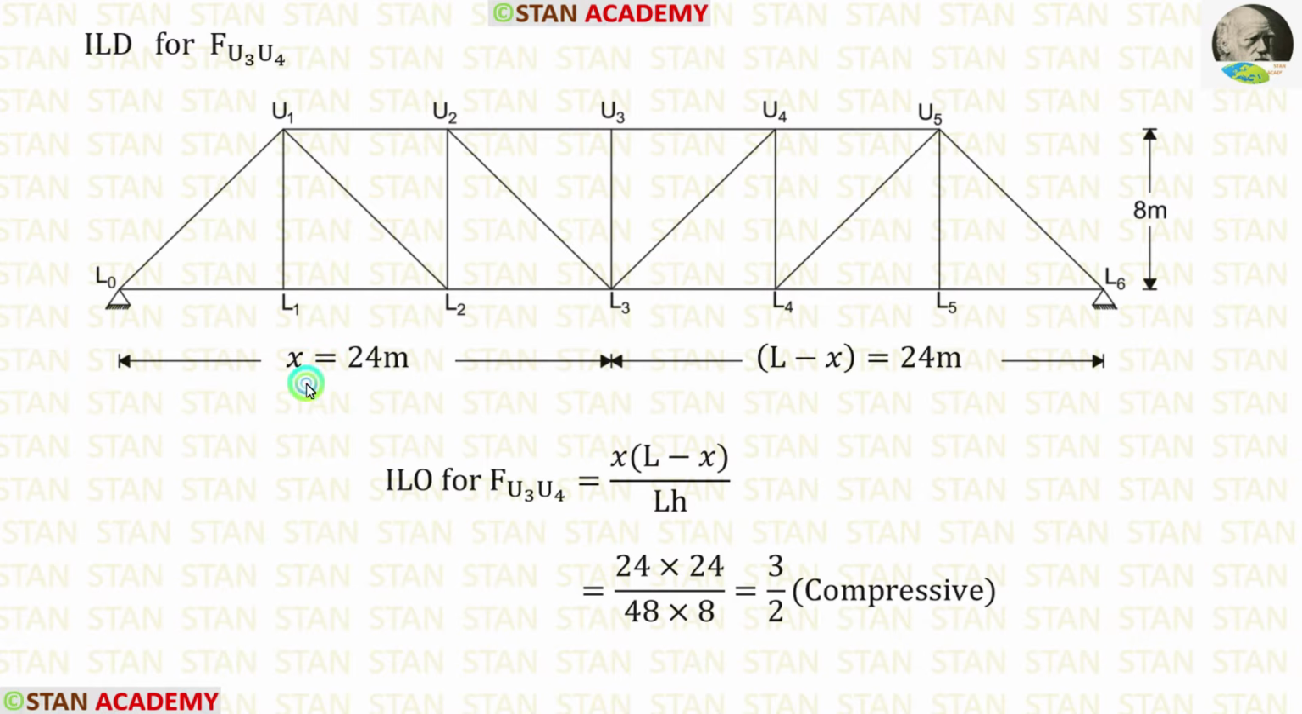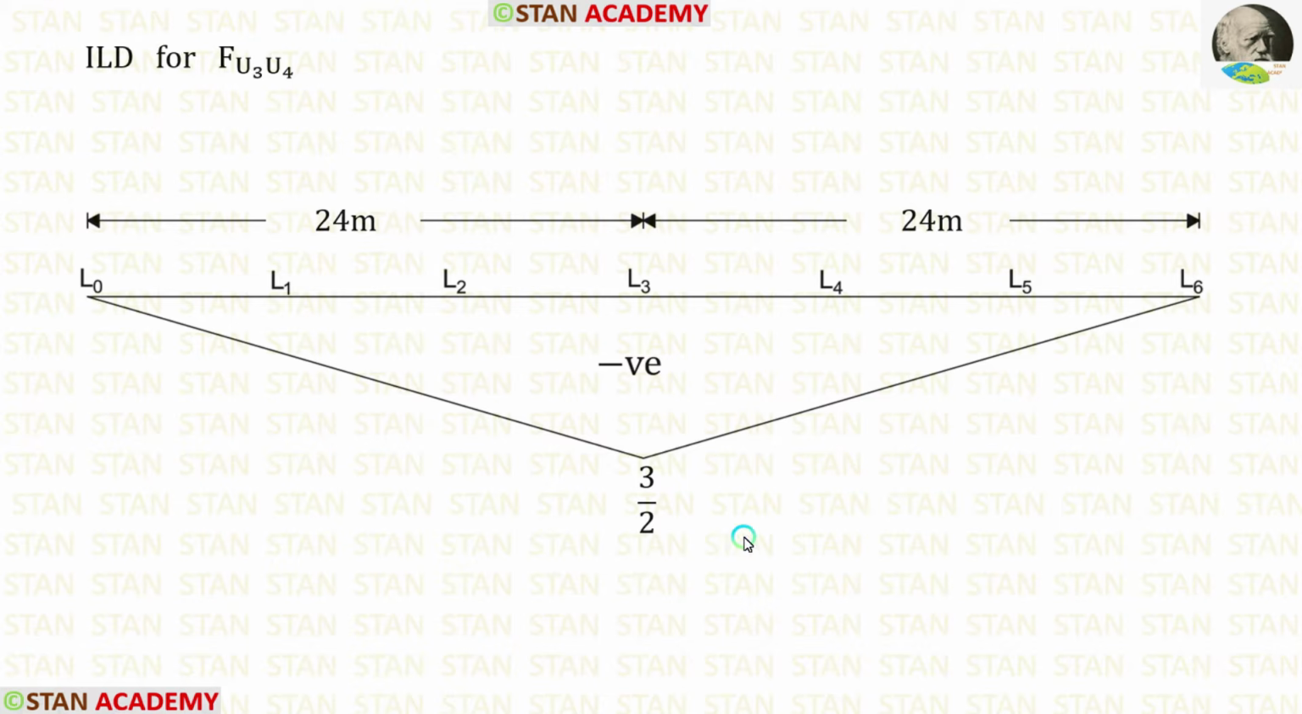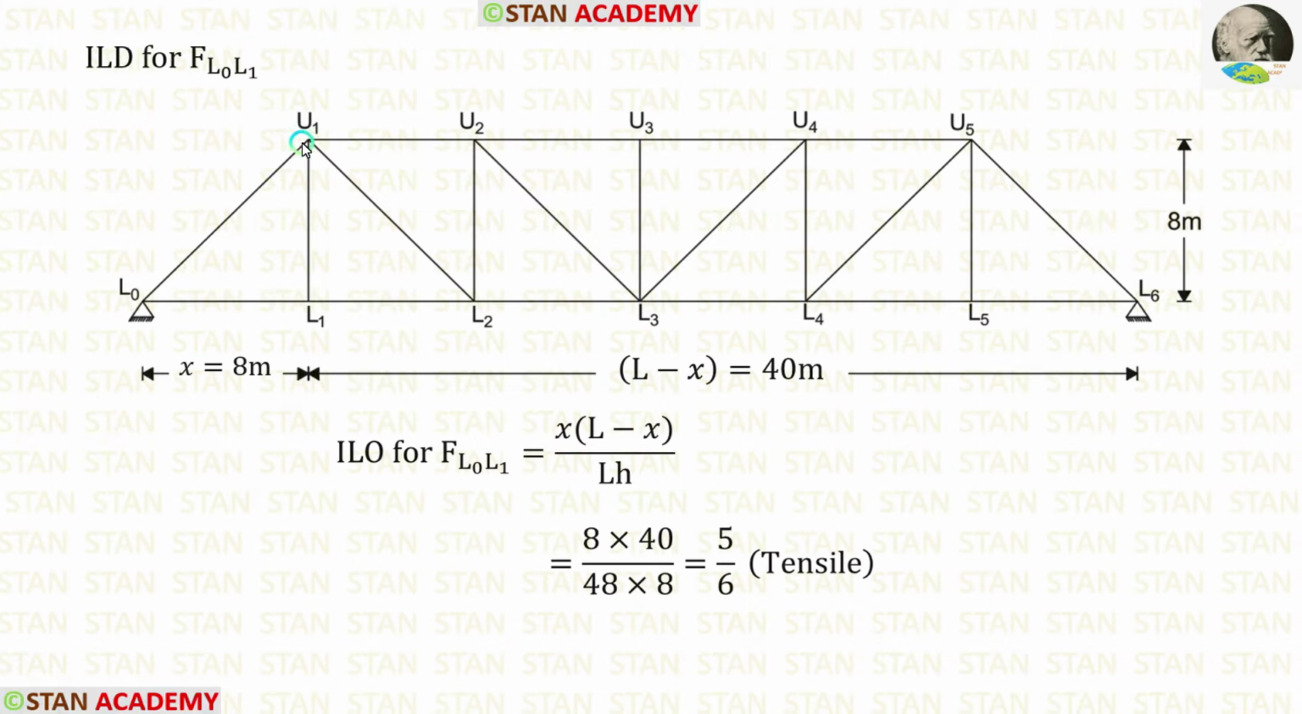On the left of L3 we are having 24 meter. On the right we are having 24 meter. Using the formulas we can calculate the ordinate, which is equal to 3 by 2. Now we can make the diagram. We have finished for the top chord members.